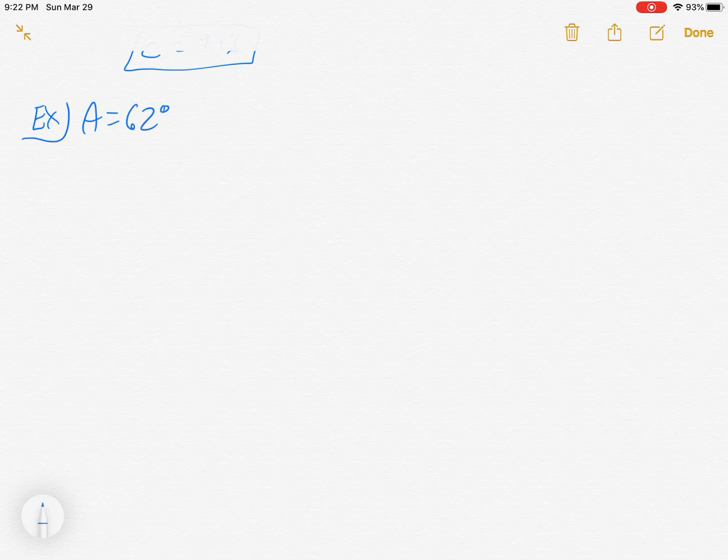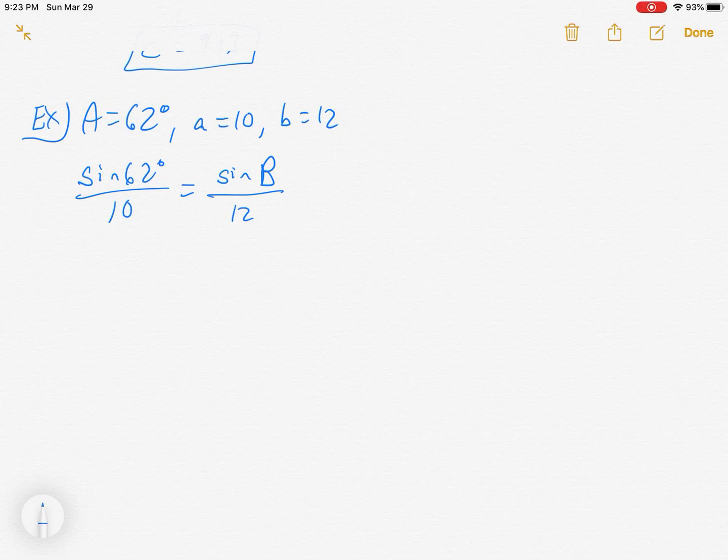So let's say A is 62 degrees. So far, harmless, right? Looks like it would work. a is 10. b is 12. You would never notice that something as innocent looking as this would have no solution. Let's see. Known column, yes, let's do it. But how would I know it has no solution? Well, you do the process, and I'll just tell you sine B turns out to be 1.0595.